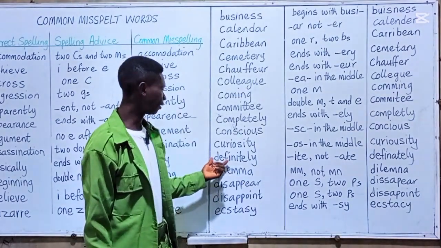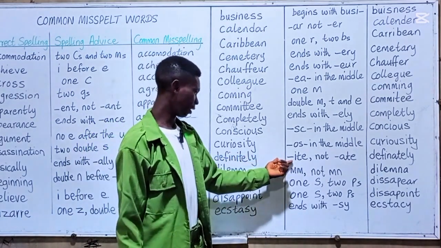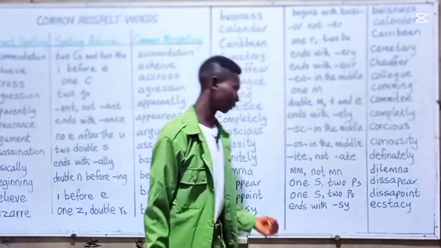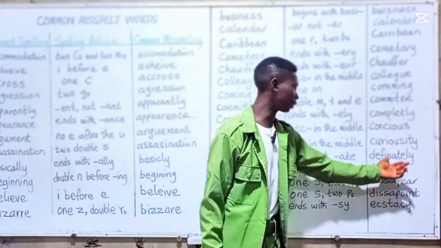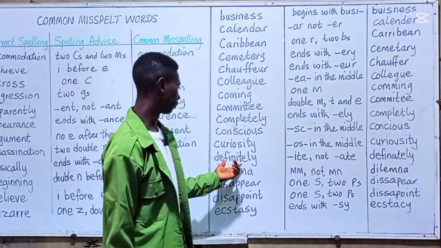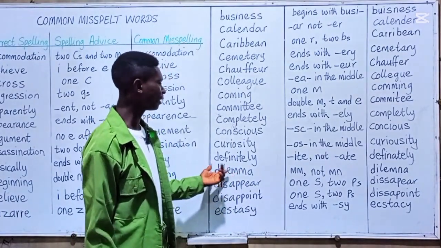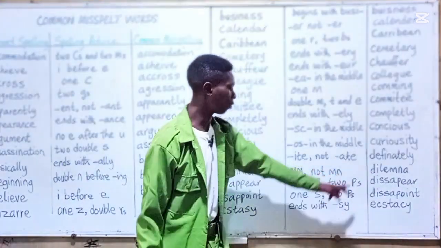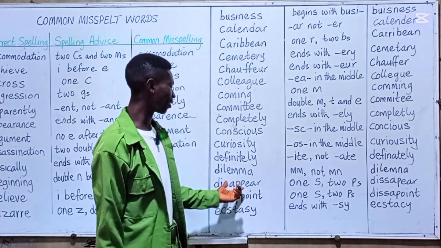We have also definitely. In definitely, we have ITE, not ATE, before the LY. So this is wrong spelling. Definately is wrong. This is the correct spelling with ITE. We have dilemma. In dilemma, we have MM, not MN. So this is wrong.